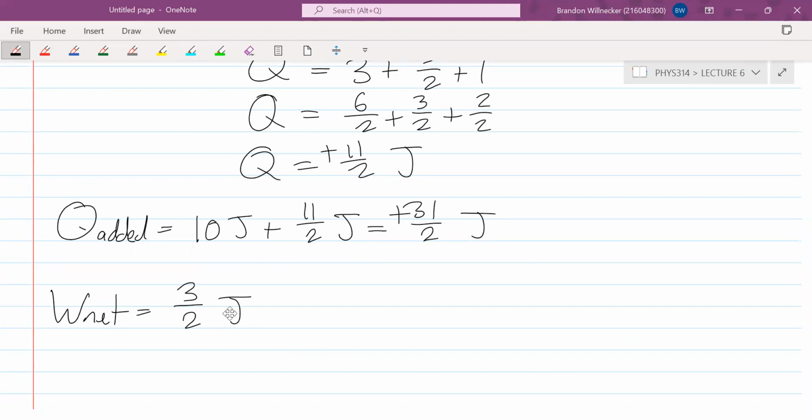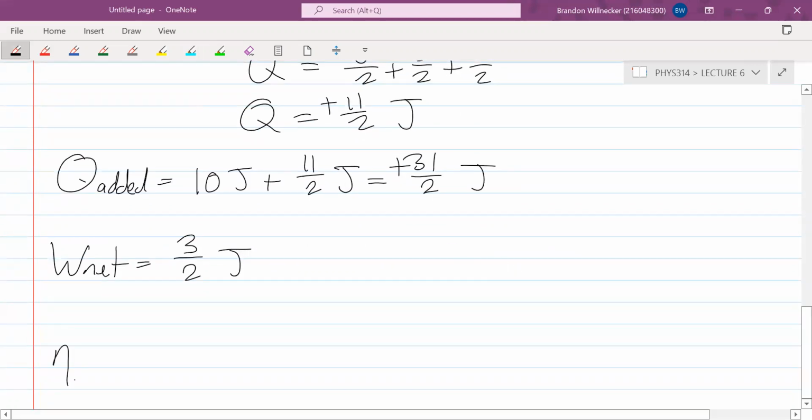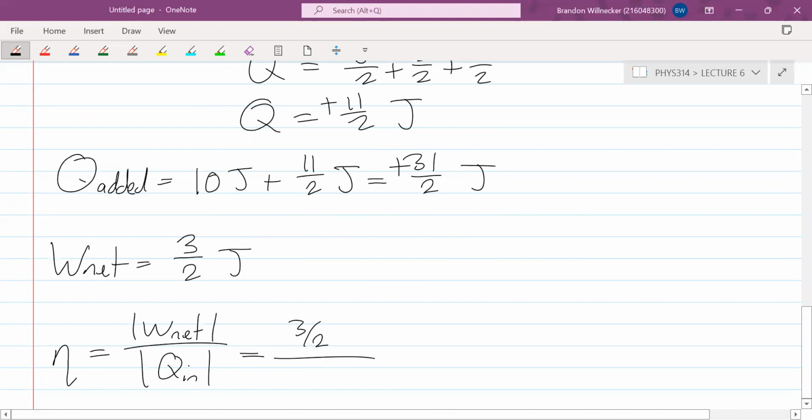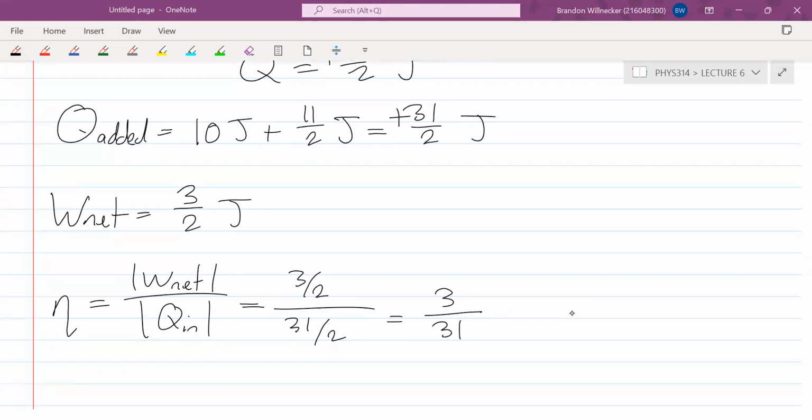Okay, so we want to then work out the efficiency. So that's eta, which is going to be W net over Q in. We can drop the absolute values because we're dealing with positive numbers. So W net was 3 over 2, and Q in was 31 over 2. So that's 3 over 31. You can leave it as a fraction. You don't have to write it as a decimal. Okay, so that's the efficiency.